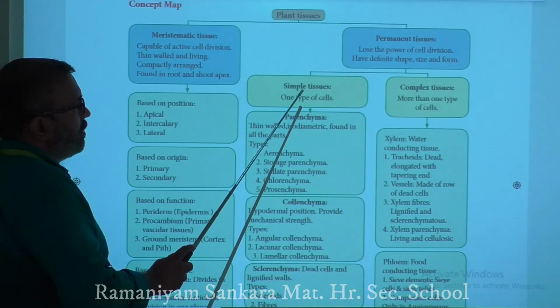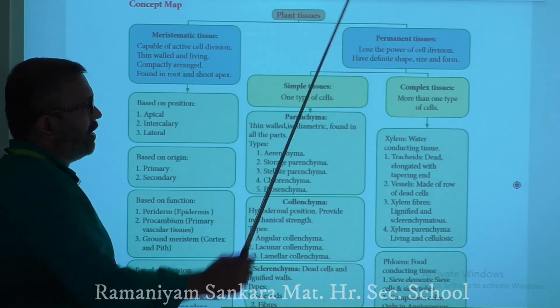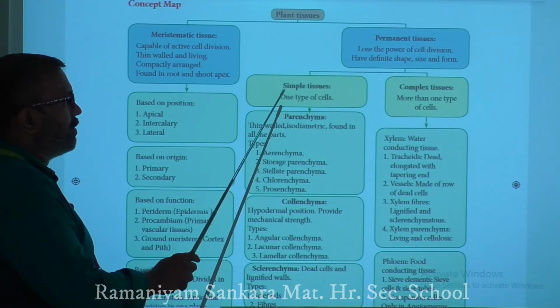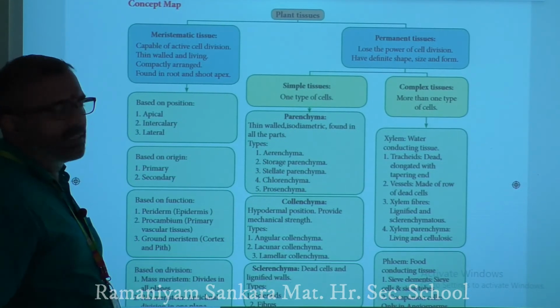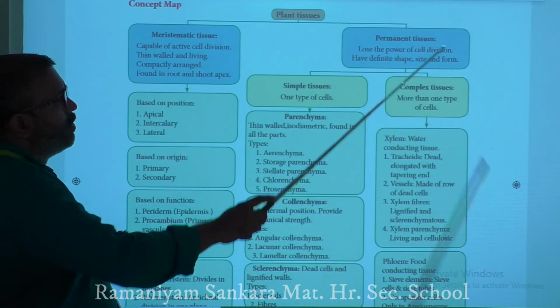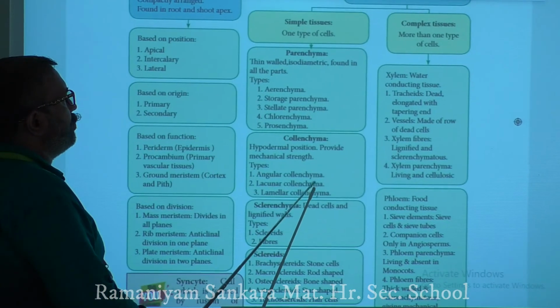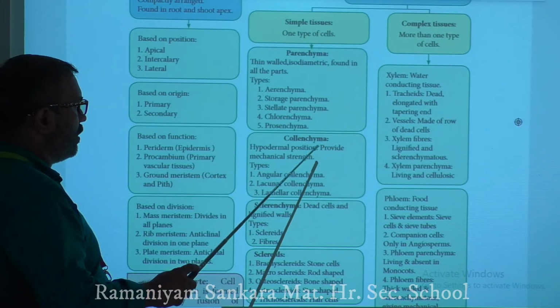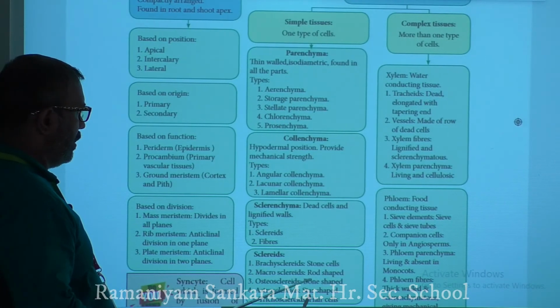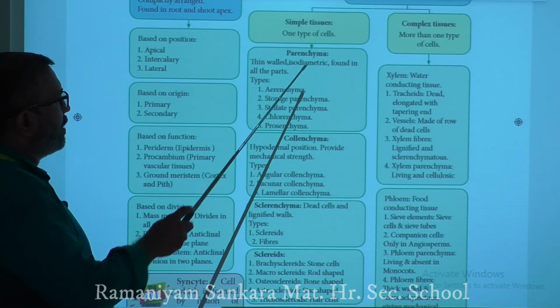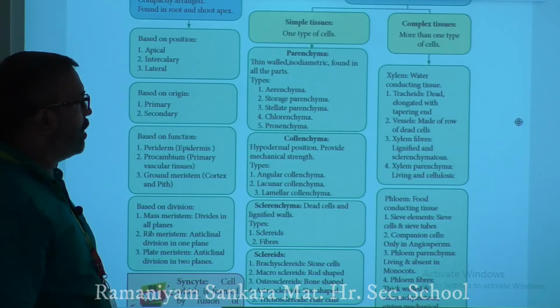Permanent tissues are of two types: one is simple tissues and another is complex tissues. Simple tissues means only one type of cell. Complex tissues means more than one type of cells. The simple tissues are of three types: parenchyma, collenchyma, sclerenchyma.